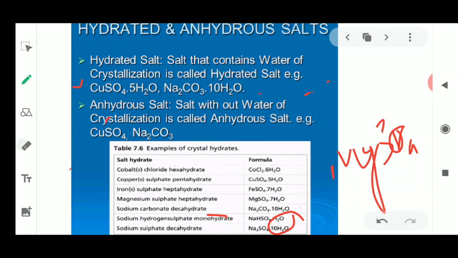So in this table it's very clear that from salt to salt, if we are making hydrated crystals, then the number of water molecules also changes, and if the number of water molecules changes, it is going to change the shape of the salt crystals. Okay, so these were about the hydrated salts.